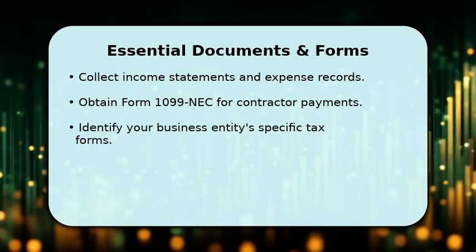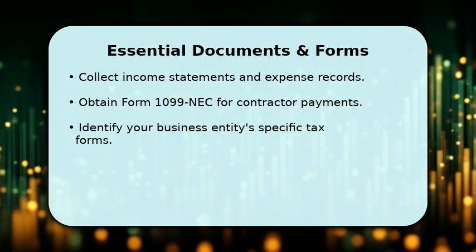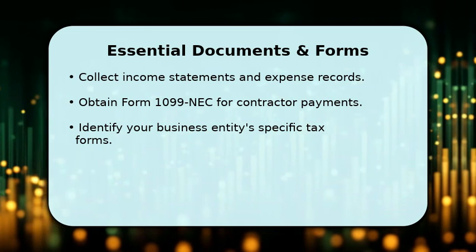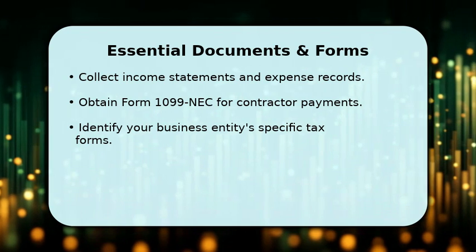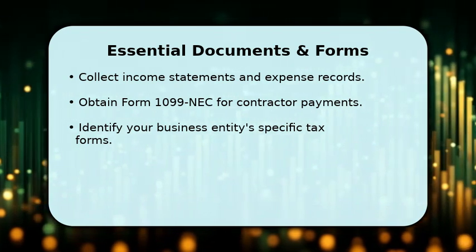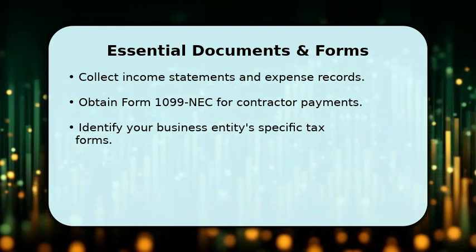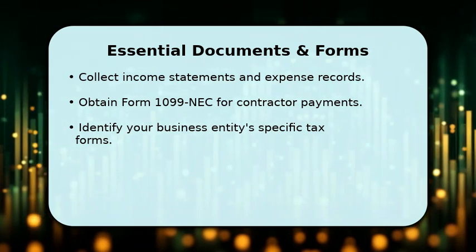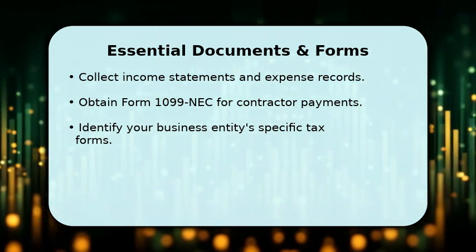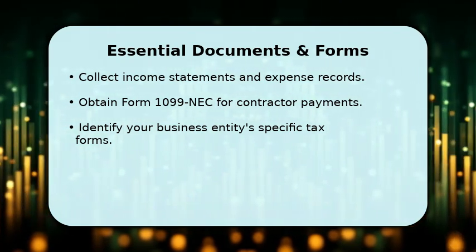To begin, compile all income statements, sales receipts, and expense records, such as utility bills and payroll. If you paid independent contractors, ensure you have Form 1099-NEC for each. Depending on your business type, you might need forms like Schedule C for sole proprietors, Form 1120 for corporations, or Form 1065 for partnerships. Having these ready saves time.